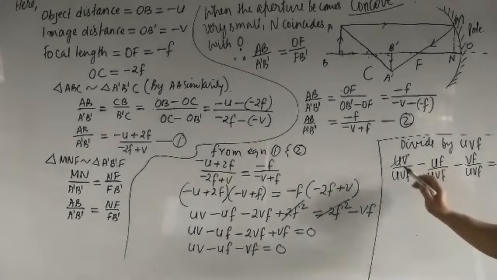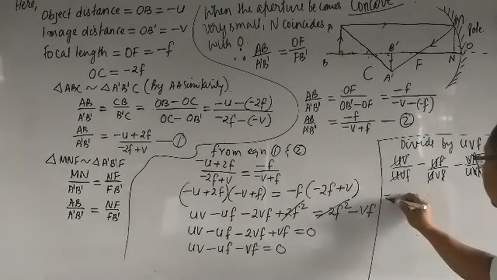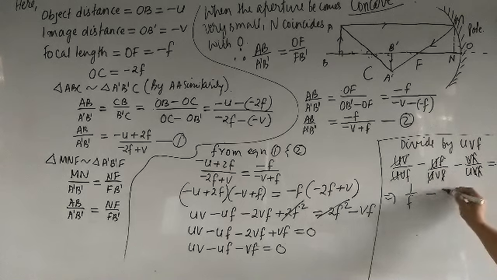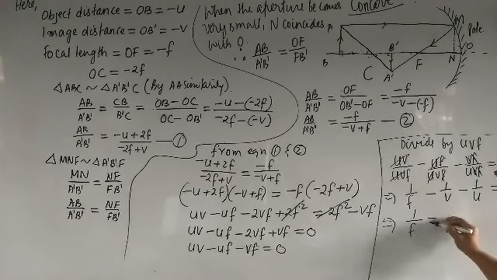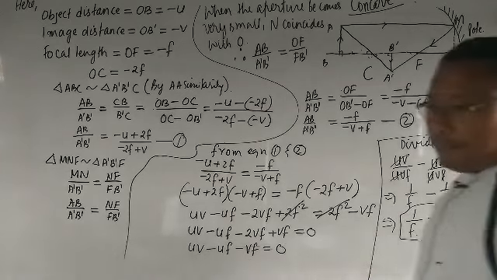So I'm going to cancel the common terms. So what remains? 1 by f minus 1 by v minus 1 by u equal to 0. So this can be written as 1 by f equal to 1 by v plus 1 by u. So this is called the mirror formula.